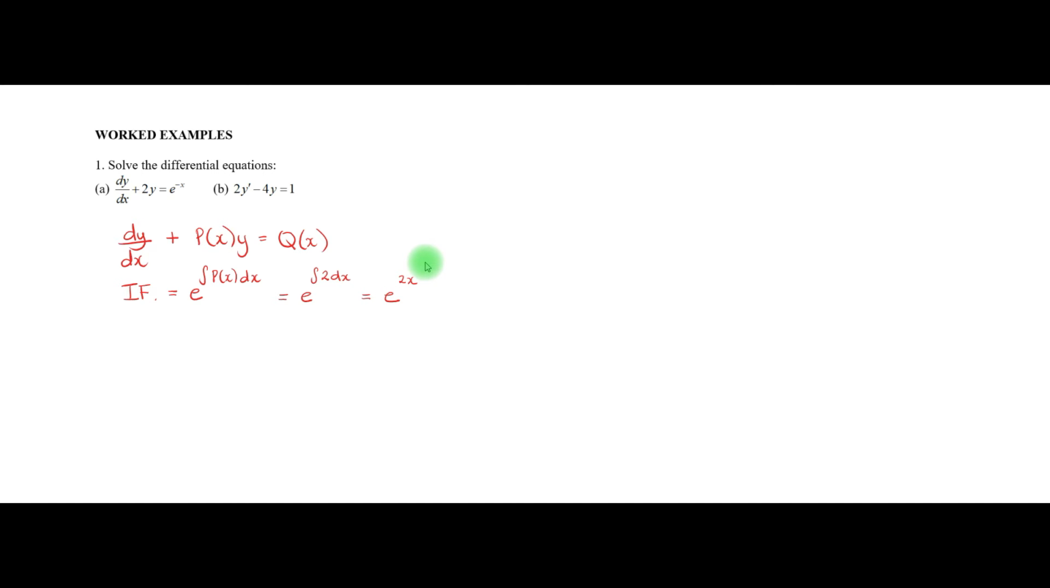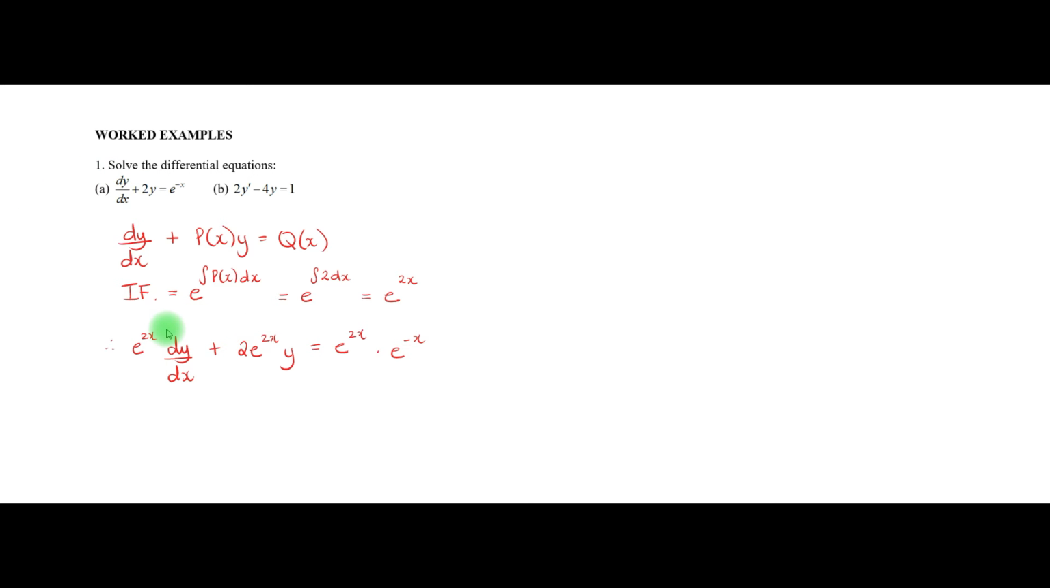We're going to take that now and we're going to multiply the equation. So I'm going to have e to the 2x dy/dx plus 2e to the 2x y, as I took it and I multiplied it here, is equal to e to the 2x times e to the negative x.